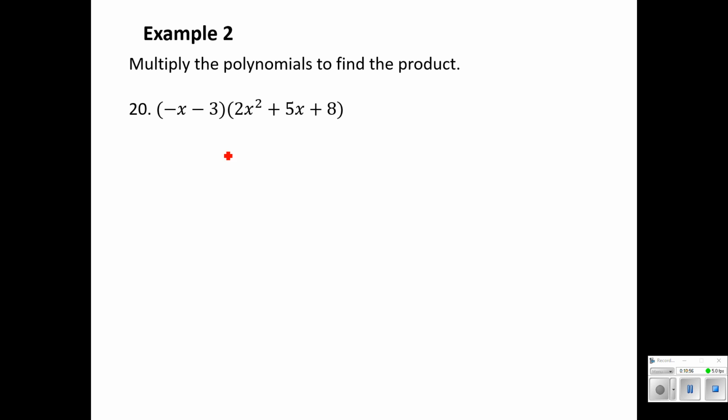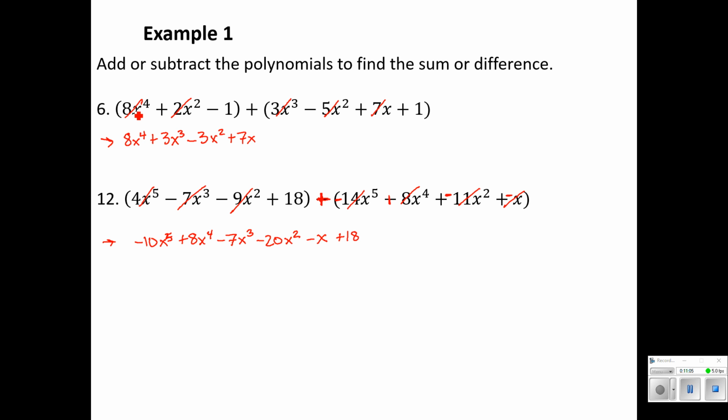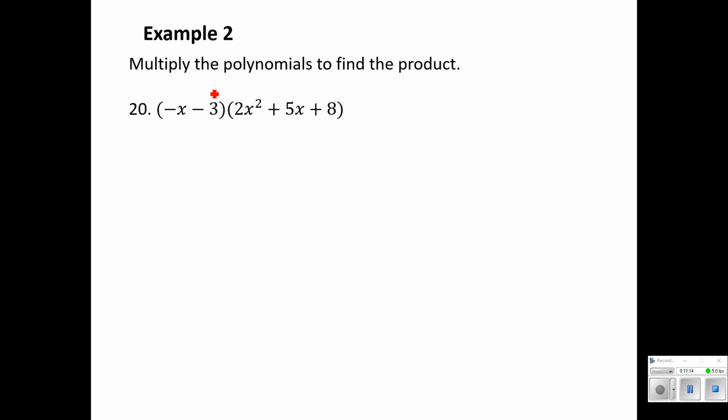Number 20 here, for example 2, multiply the polynomials to find the product. Notice there's no sign in between. It's kind of tempting in these previous examples to try and start foiling things together. Check to see if there's a plus or minus sign in between first. If not, this is a much easier problem. Often students see two things in parentheses and say, oh, FOIL, and try to do that right away. Make sure it's multiplication first.